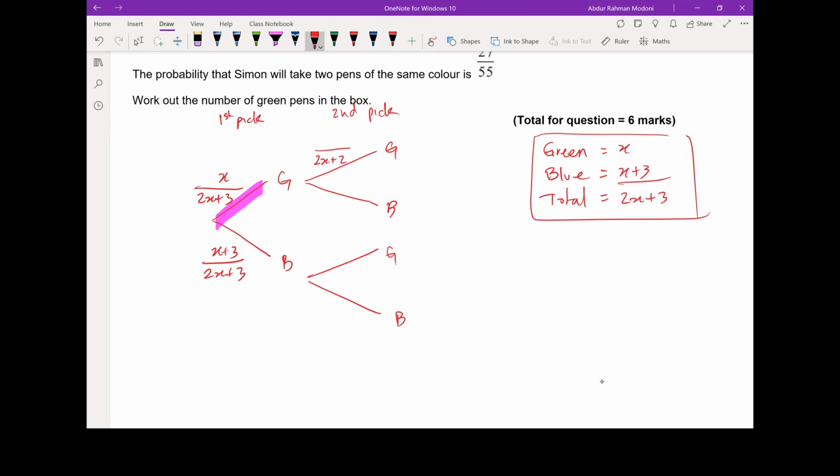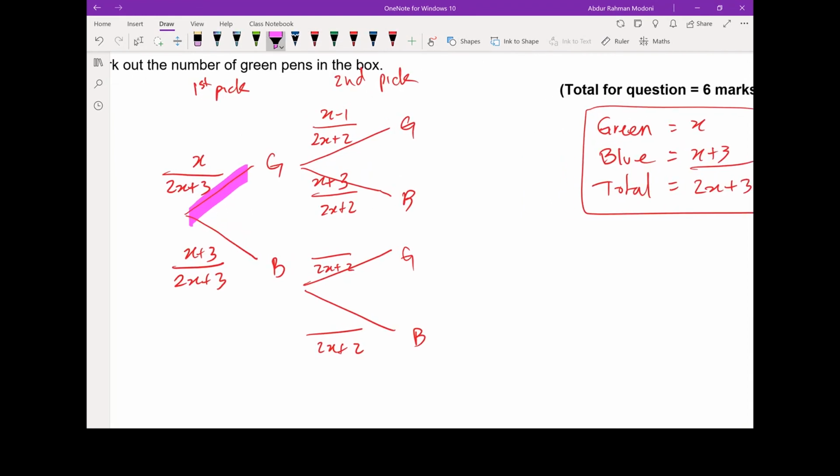Now, if we pick a green, then that means during the second pick, there is 1 fewer green pen. So the green has gone down by 1, x minus 1. x minus 1 is not minus x. You cannot collect the like terms, so that's again another common misconception. So we know that since we've picked up 1 in the first pick, all of the totals are going to be out of 2x plus 2. We can go and write that down for all of them. It will always be out of 2x plus 2 for the second pick because there's 1 less. Now, if we picked up a green, then during the second pick, the number of blues that we had at the beginning remains the same. So blue is still x plus 3.